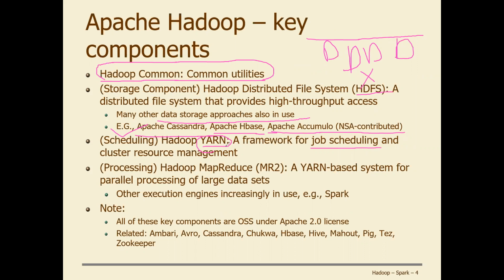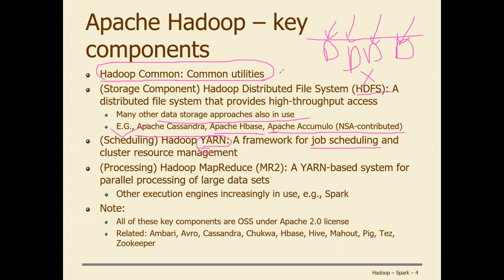A map reduce job is created, and scheduling is needed because different things are going to different nodes and you have to coordinate between them. So the job has to be coordinated. Job is executed in a distributed manner. That is difficult, so you need a framework for that. So that is basically Yarn.